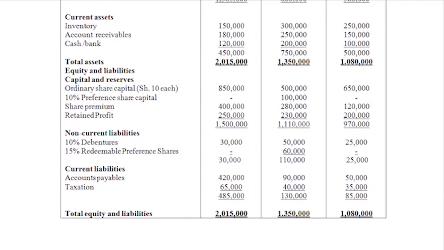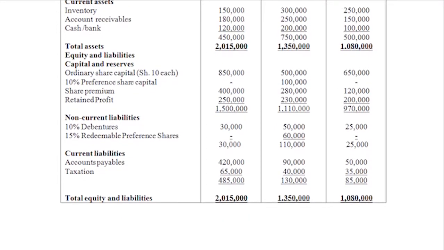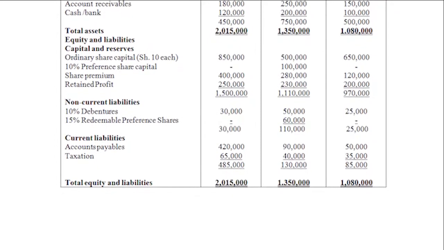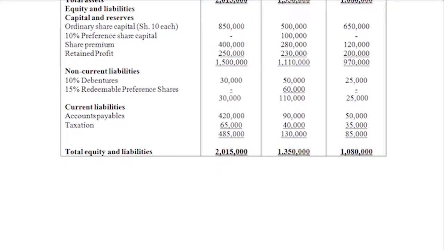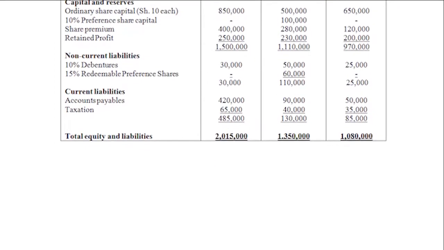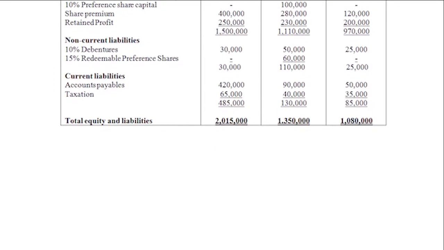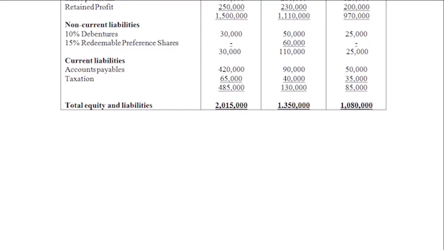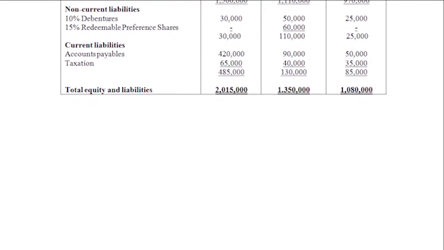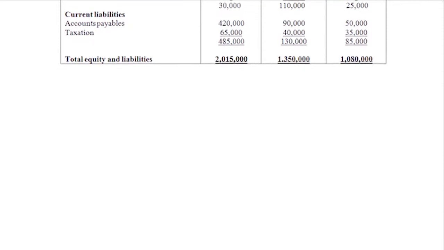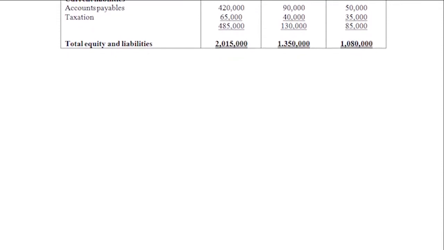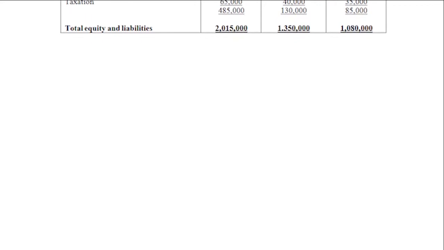We have the total, we have the equity and liabilities: capital and reserves. To start with is ordinary share capital. We have the 10% preference share capital. We have the share premium. We have the retained profits, and non-current liabilities, the 10% debenture. There are 15% redeemable preference shares. We have current liabilities, accounts payable, and we have the taxation. So total equity and liabilities, as you can see, we have it there.